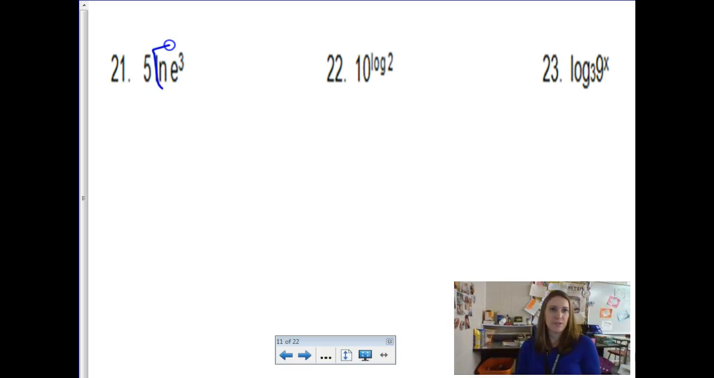All right, here. Leave the 5 for a moment. Let's talk about natural log of e to the third. Natural log and e will cancel. The 3 is going to drop down. So what you really have is a 5 times 3, which is going to give us a 15.